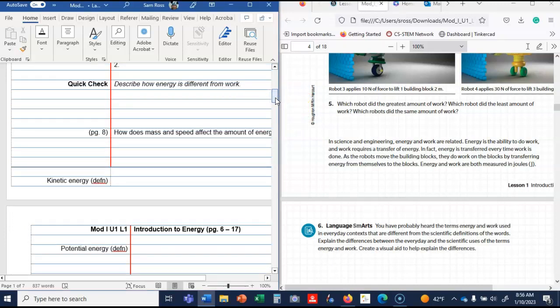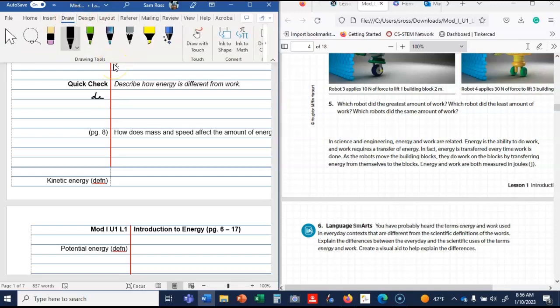Describe how energy is different than work. The way that I answered this: energy is the ability to do work or to cause changes in matter. Work is the transfer of energy to an object by a force that causes the object to move in the direction of that force. So basically, I gave the definitions, which are above, of energy and work.